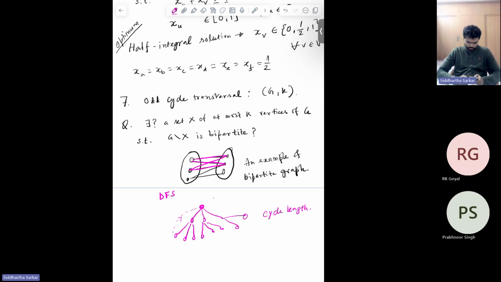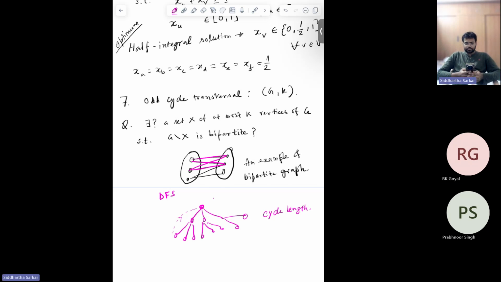How to check bipartiteness? Yeah, so they're saying to check if the graph is two-colorable or not. With BFS also it is possible to do so.